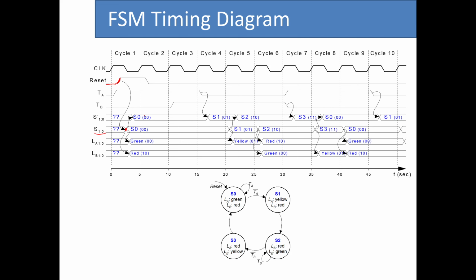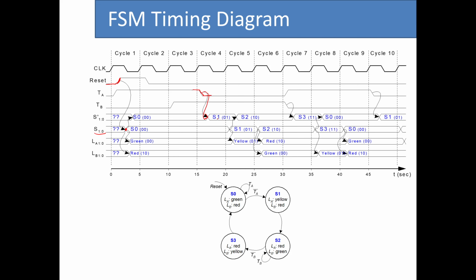In this state, as long as we have traffic, the next state would again be state 0, and the value for LA is green and for LB is red. Now you see, since the traffic sensor TA is 1, we stay in this state. As long as this is 1, we stay in this state. As soon as we don't see any traffic in path A, this triggers the transition. The next state would be S1.